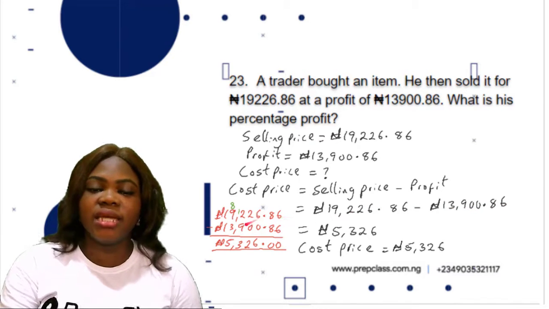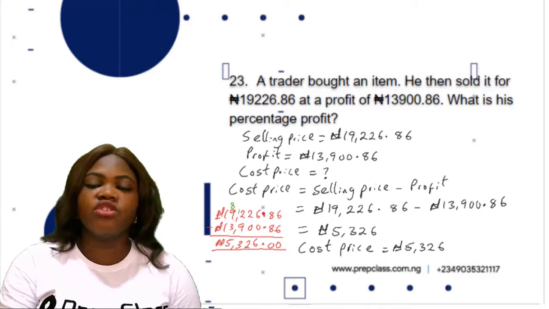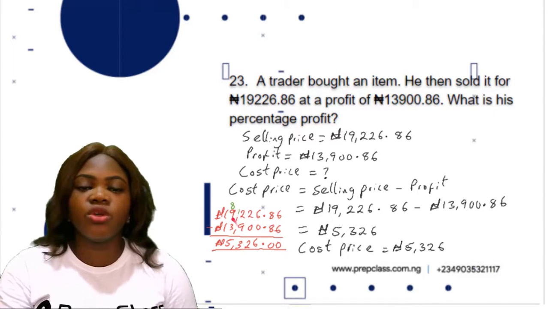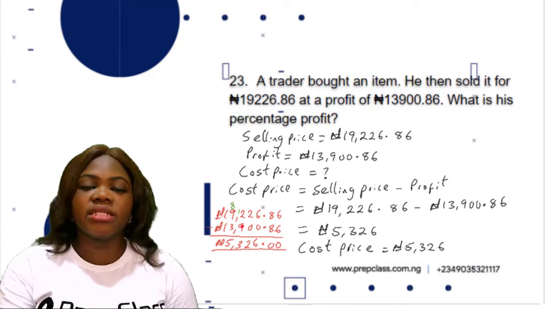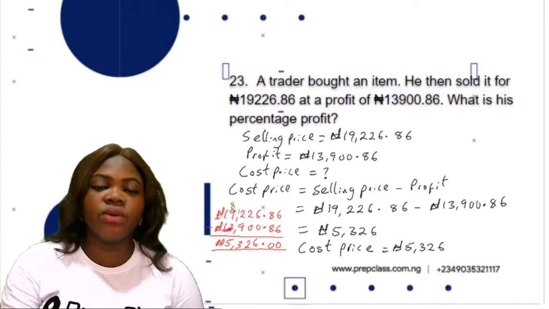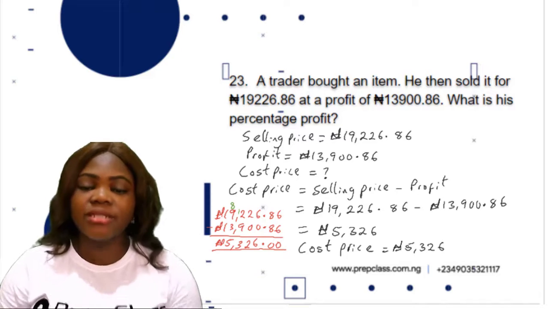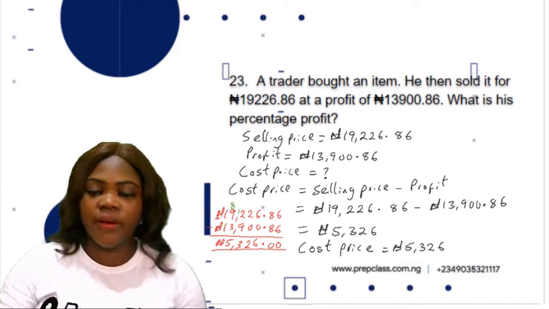Okay, so let's do that here. 6 minus 6 is 0. 8 minus 8 is 0. Drop the decimal point. 6 minus 0 is 6. 2 minus 0 is 2. 2 minus 9 is not possible, so we borrow 1 from 9. It remains 8. Put it here. It becomes 12. 12 minus 9 is 3. Then 8 minus 3 is 5. 1 minus 1 is 0, so we don't write it. We have 5,326 naira. So that's the cost price. The cost price is 5,326 naira.